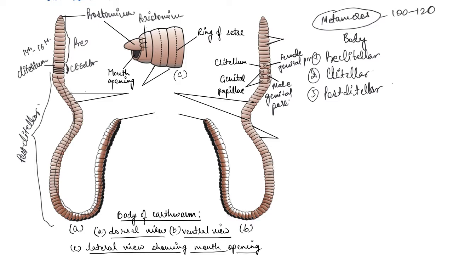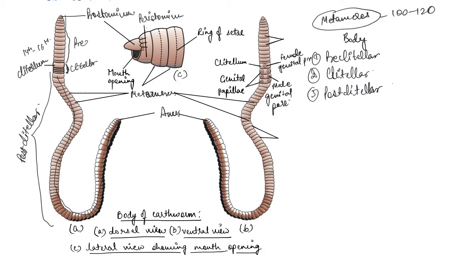Now, apart from that, they have minute pores which are known as nephridiopores, which open on the surface of the body. So they have nephridiopores on the entire body, right? What you see here is nothing but metameres. This is the anus at the end, right?